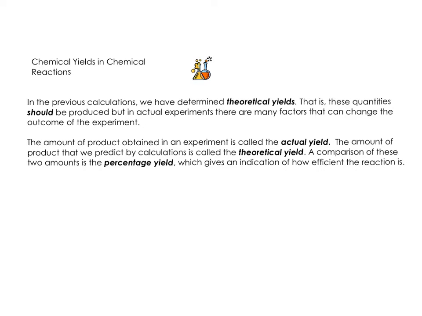So the amount of product obtained in an experiment that you do in the lab is called an actual yield. The amount of product that we predict by calculations is called the theoretical yield. A comparison of these two amounts is called the percent yield, which gives an indication of how efficient the reaction actually is.